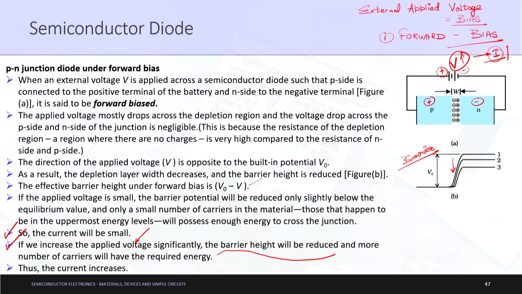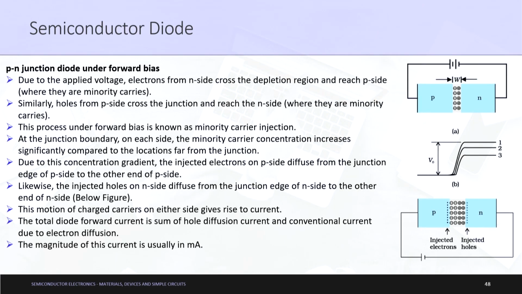So, what was basically barrier height? Initially the barrier height was V naught, and then it decreased to V naught minus V, depending upon the applied voltage. So, as we increase the applied voltage significantly, the barrier height will be reduced and more carriers will have the required energy. Thus, the basic conclusion of forward bias is that with the increase in the voltage, the current increases. Fine. Let us look towards more of the results.